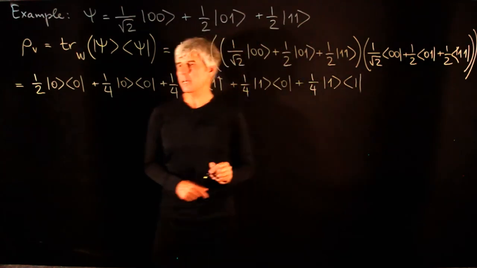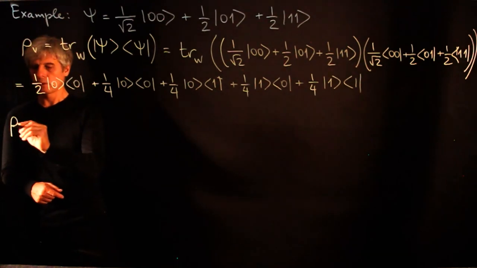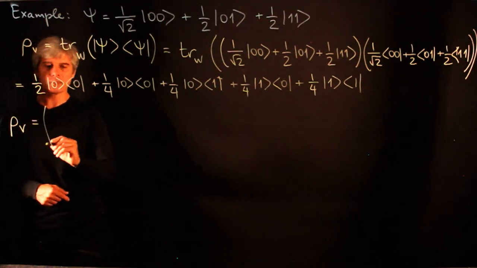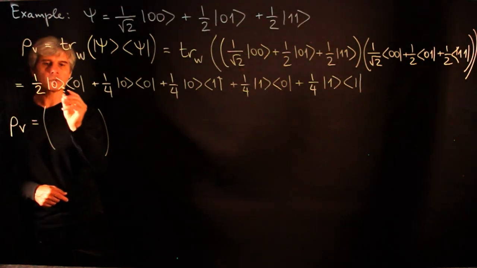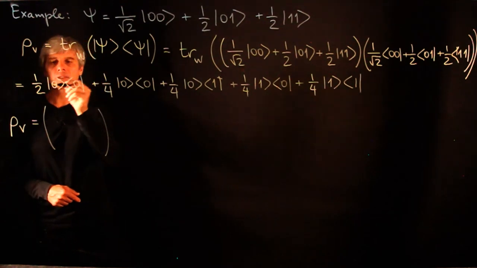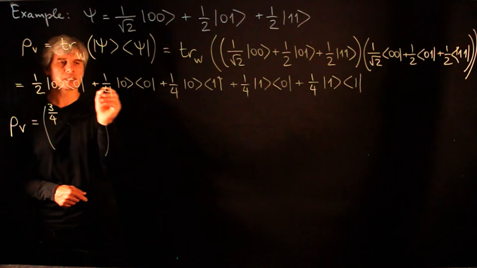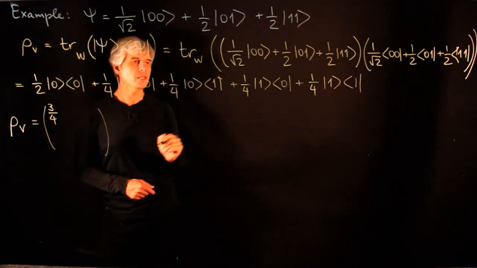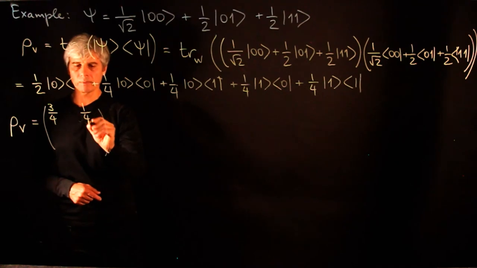Right. And so now we can write it as a matrix. So rho V is a 2×2 matrix. This component corresponds to the 0, 0 term, right? So it transforms the 0 vector into the 0 vector. So here the coefficient is 3/4, the sum of these two. And then we have a 1/4 coefficient elsewhere.